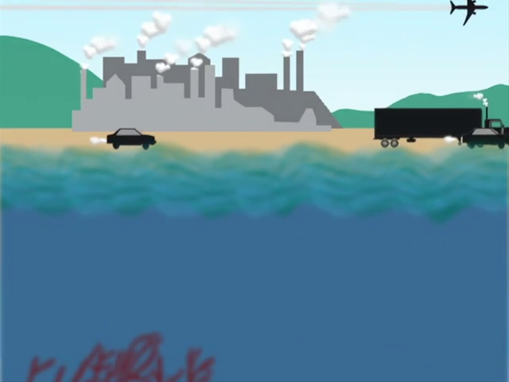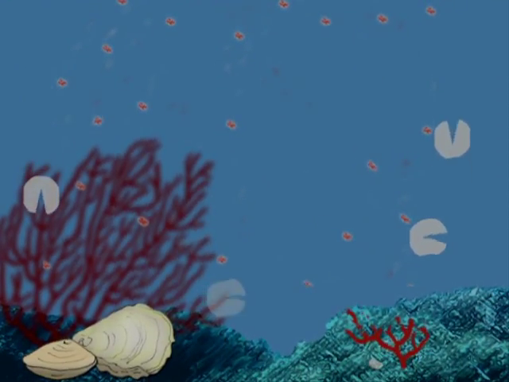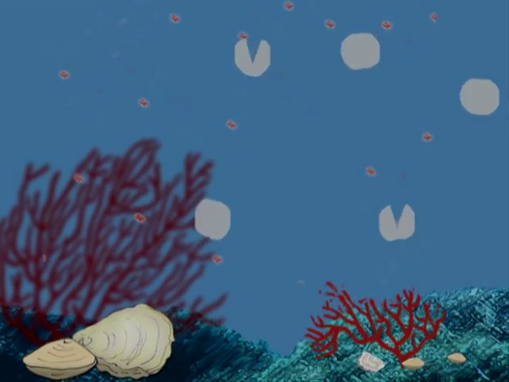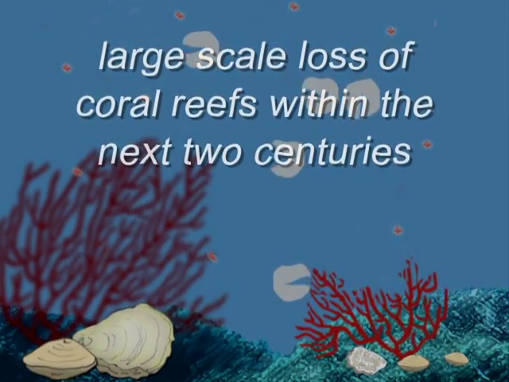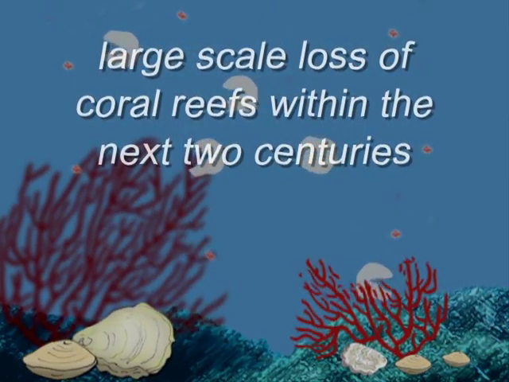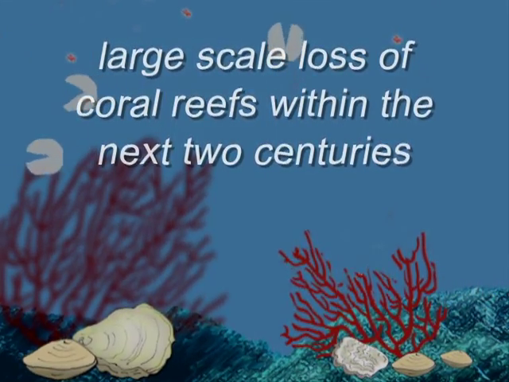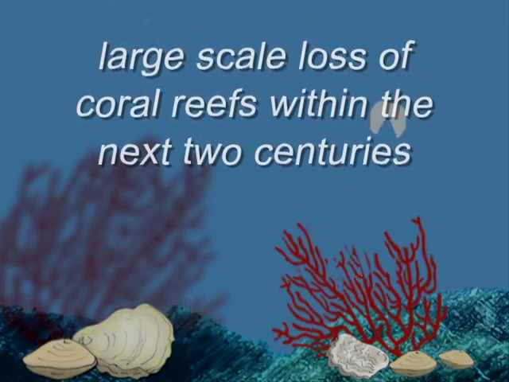And as carbonate continues to be stripped from the upper waters of the ocean, corals and other shelled organisms will find it more difficult to grow. The result could be large-scale loss of coral reefs from parts of the ocean within the next 2 centuries. Scientists have been measuring this serious change in ocean chemistry for over 2 decades, and concern is growing rapidly.